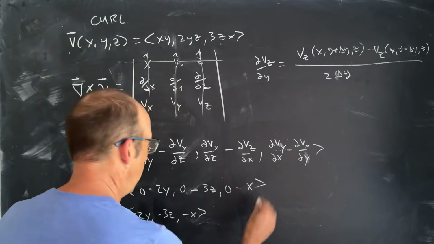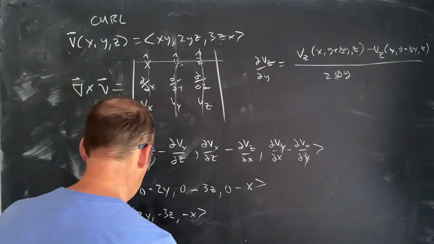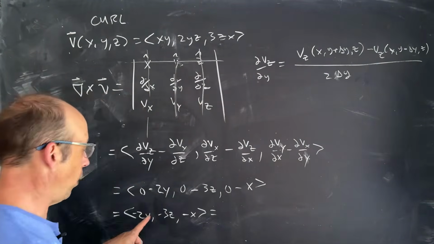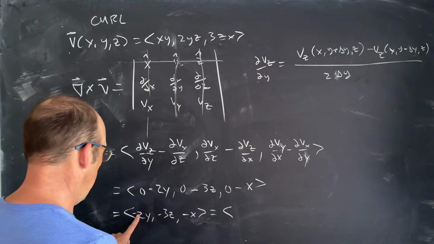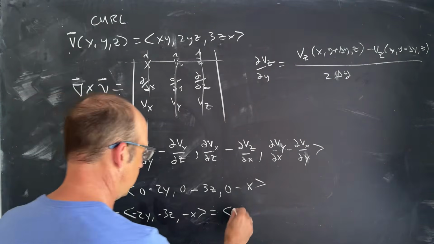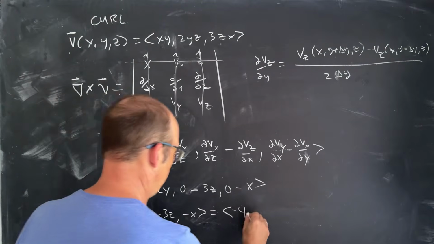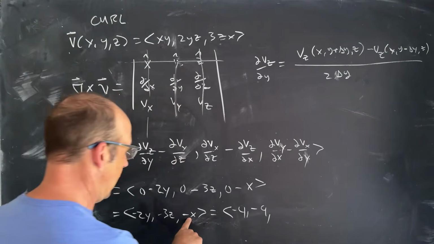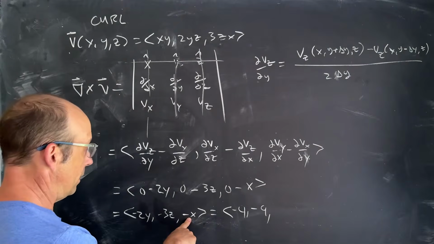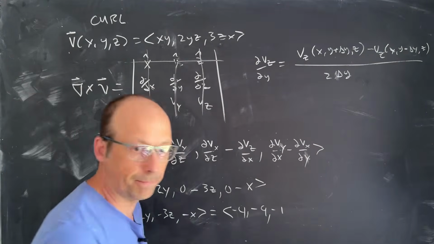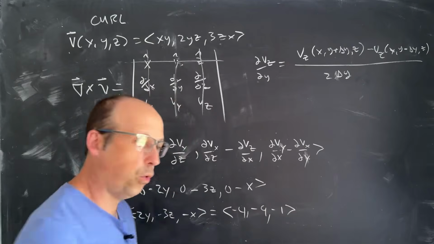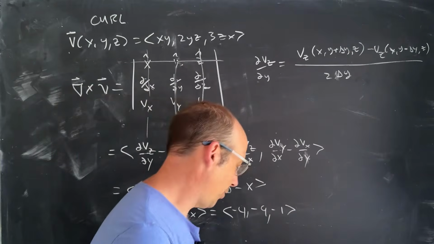Okay, so that's my answer right there. I'm going to put in 1, 2, 3. So it's going to be -2 times 2 is -4. Good. -3 times 3 is -9. Good. -1 times x is -1. Got it. Whew. It's scary, right? It's scary when you do stuff like that.